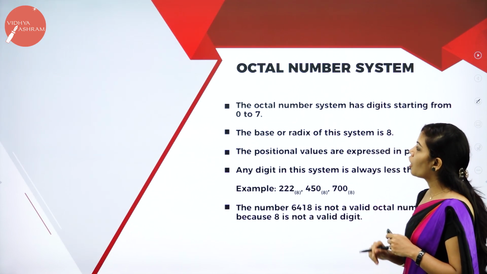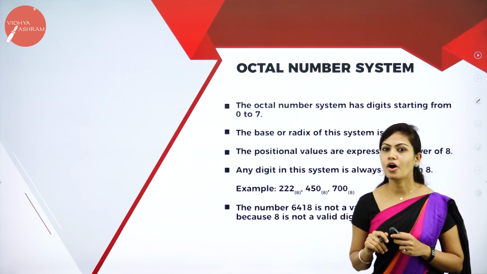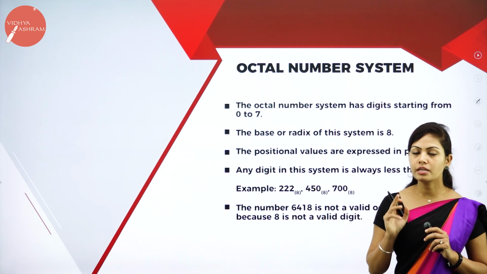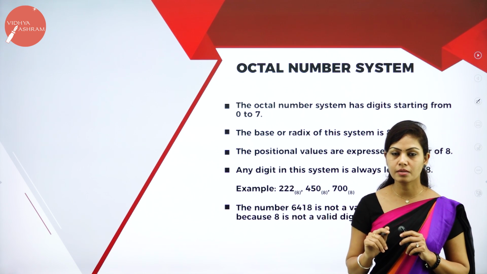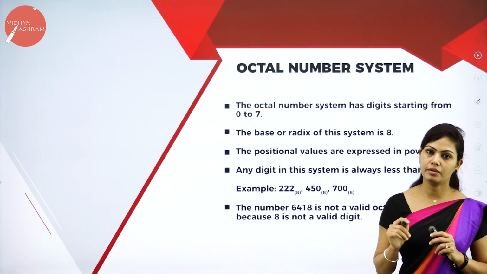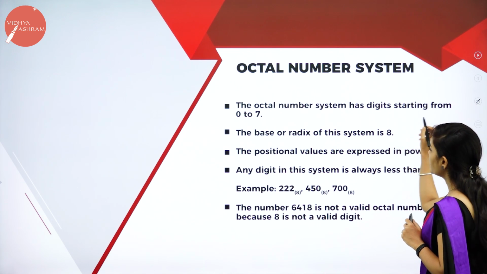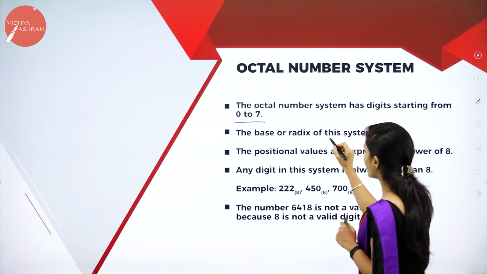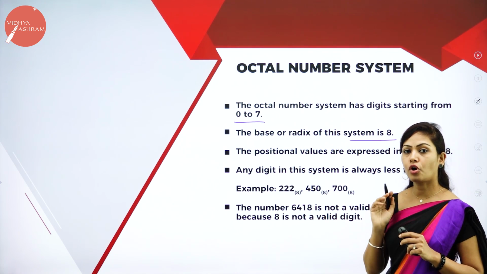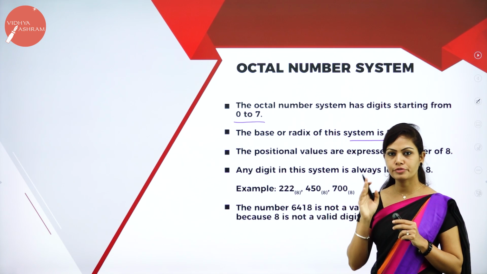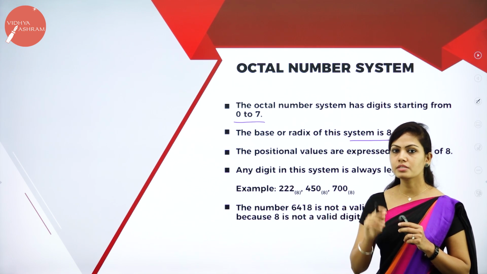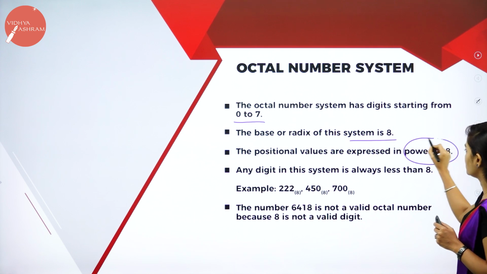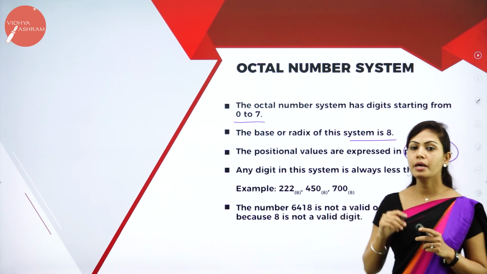And next we have the octal number system. So what is the octal number system? Octal means 8. The octal number system consists of 8 digits, that is from 0 to 7. The base or radix of this system is 8. So the octal number system consists of 8 digits, from 0 to 7, but the base value is 8. And the positional values are expressed in powers of 8.